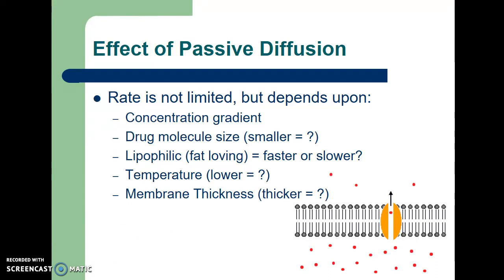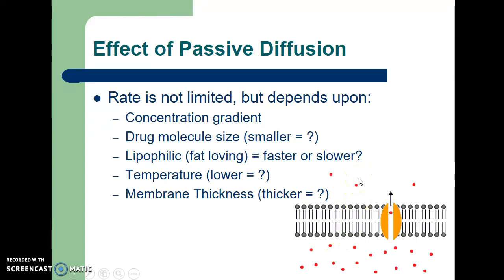And then lipophilic. So I brought this up before. Our membrane is this bilipid phospholipid membrane. And if you remember, lipophilic in passive diffusion, those are the molecules that will move across the membrane because like likes like. So this is composed of fats. If we have a lipophilic drug, it's going to readily move across.